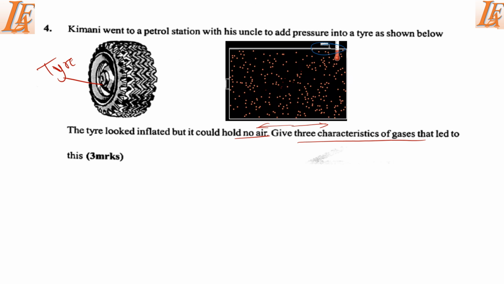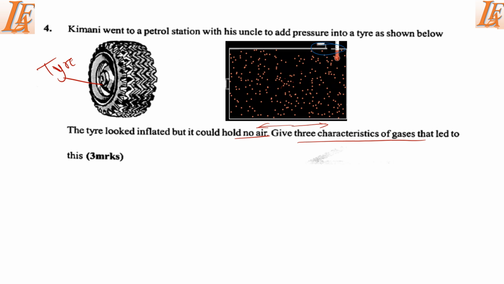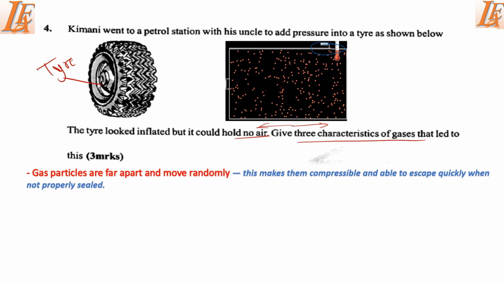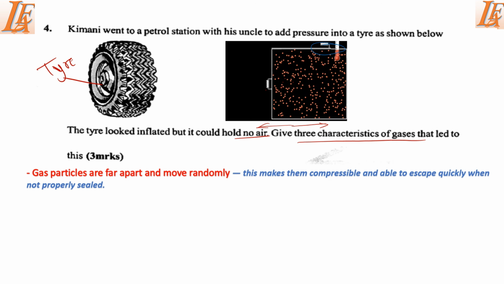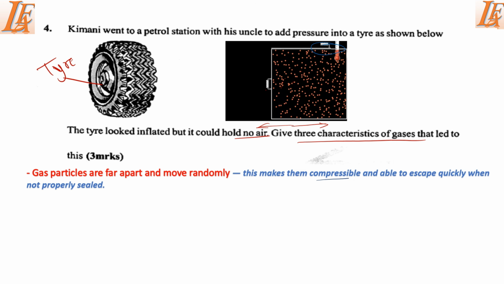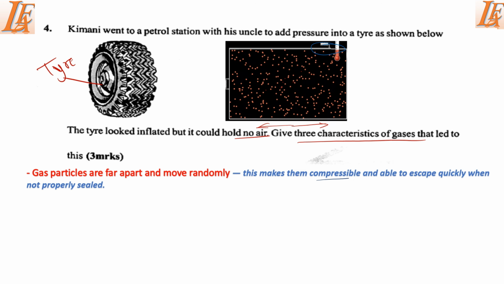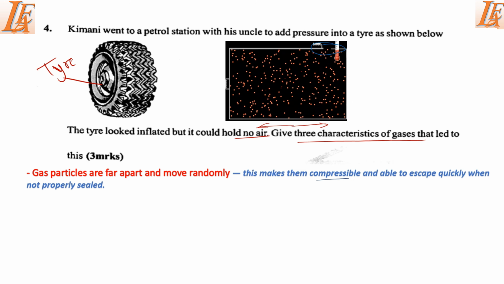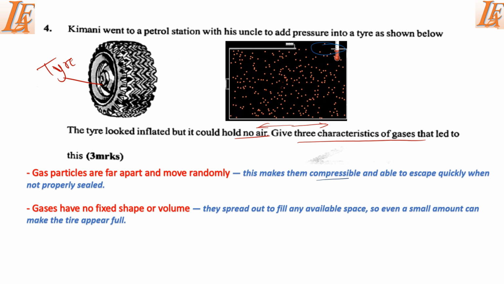Now this one is going to give us the properties of gases that made this tire look inflated but could not hold any air. The first one is that gas particles are far apart and they move randomly. You can see it from the screen. These particles are far from each other, they are not in contact, and they move randomly. This makes them compressible, and able to escape quickly when not properly sealed. So if the tire is not properly sealed, they can escape because they are very far from each other and they are always moving.